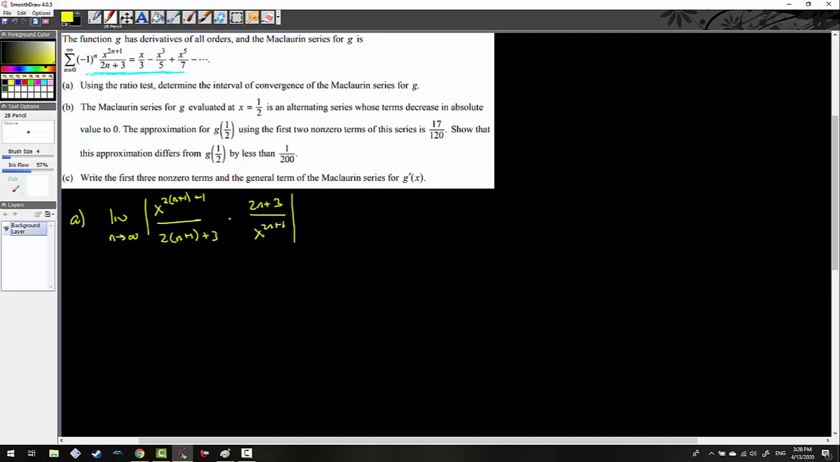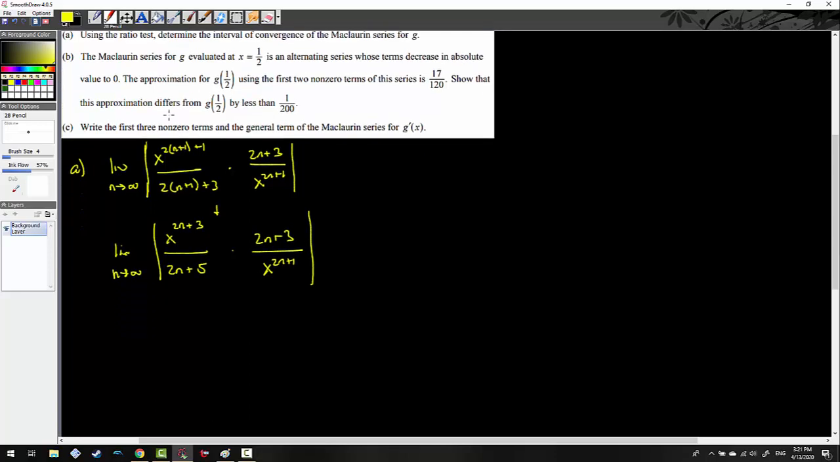Now, it's important to note that the absolute value is what gets rid of the alternation. So if you're wondering why I did not include this negative 1 to the n, it's because when we do the ratio test for absolute convergence, we actually remove the alternator, which makes all of the terms positive. We'll have the limit as n goes to infinity of x to the 2n plus 3 over 2n plus 5 times 2n plus 3 over x to the 2n plus 1.